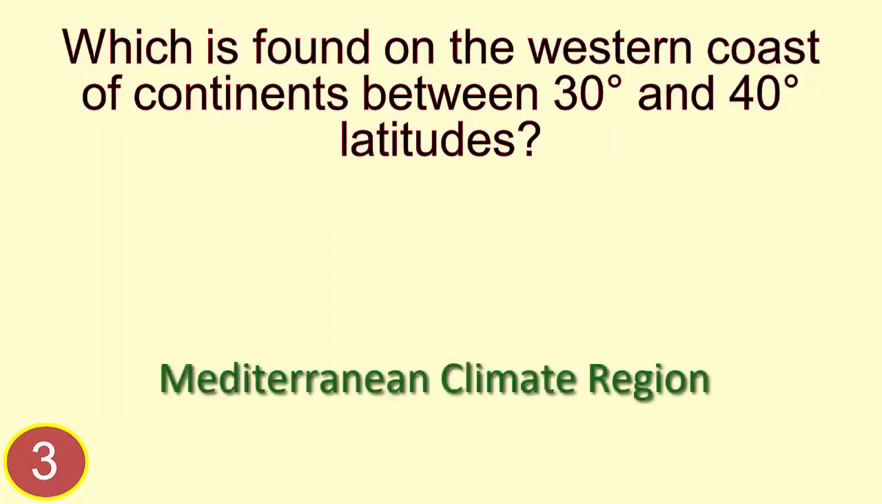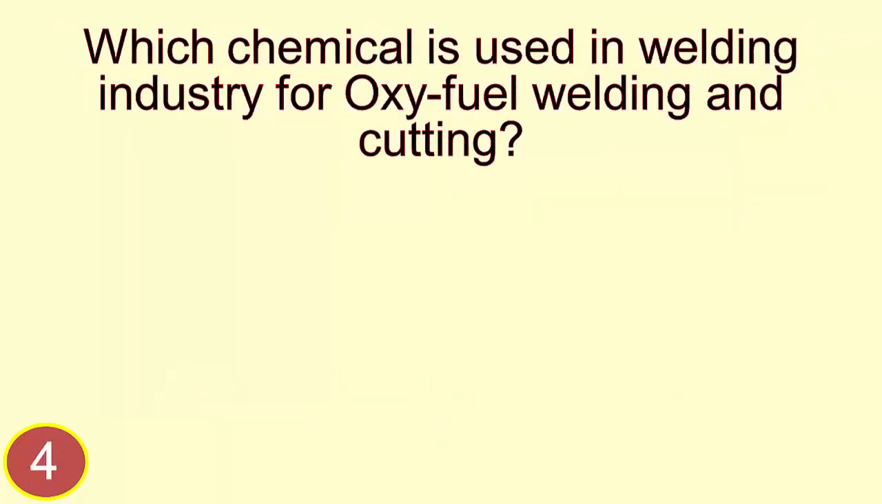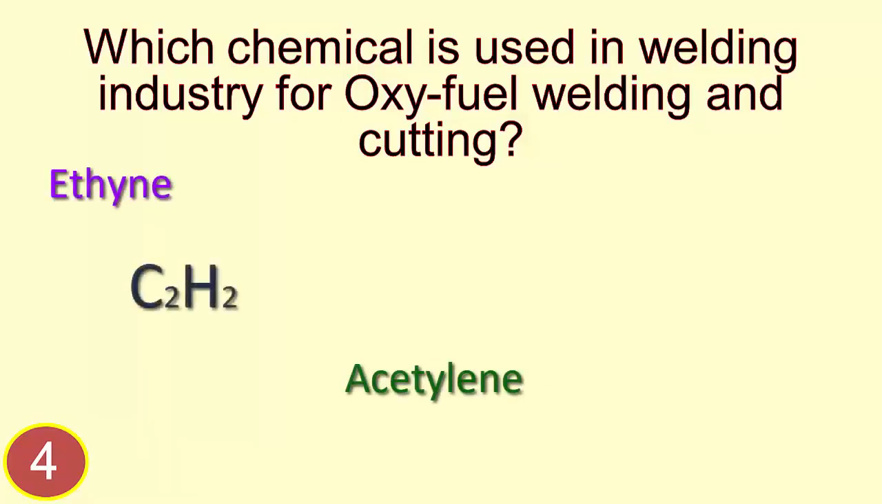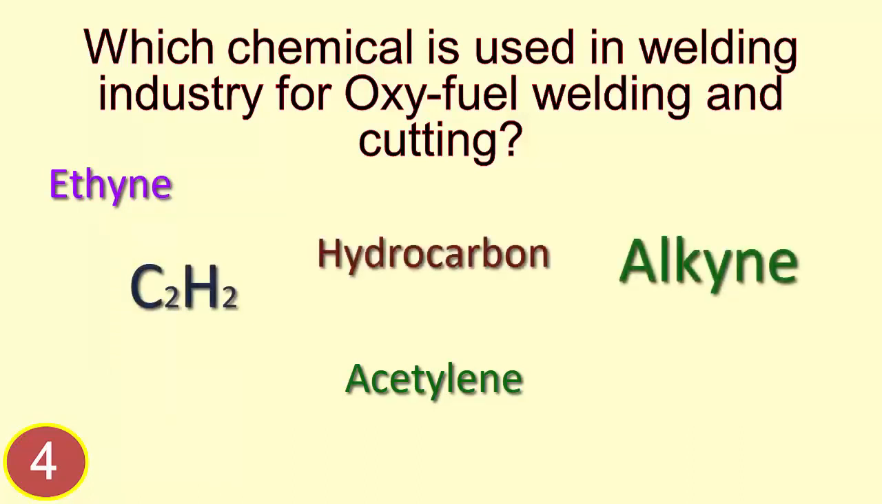Which climate is found on the western coast of continents between 30° and 40° latitudes? Answer is Mediterranean climate region. Which chemical is used in welding industry for oxy-fuel welding and cutting? Answer is acetylene. Acetylene or ethyne is the chemical compound with the formula C2H2. It is a hydrocarbon and the simplest alkyne.